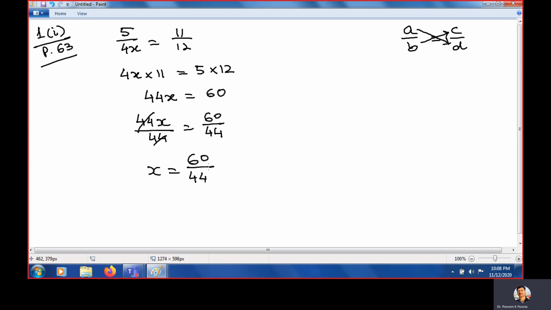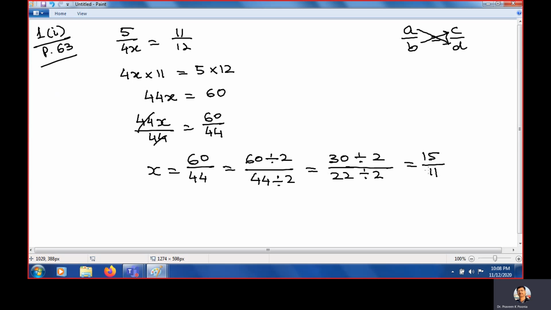We will divide by 2. 60 divided by 2 is 30. 44 divided by 2 is 22. Still we can divide by 2. 30 divided by 2, how much is it? 15. And 22 divided by 2 is 11. Now 11 is a prime number. Clear? And it does not have any common factor with 15. So x is equal to 15 upon 11 is the solution.